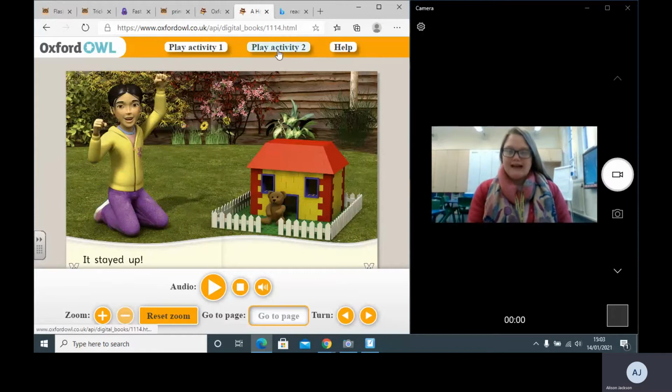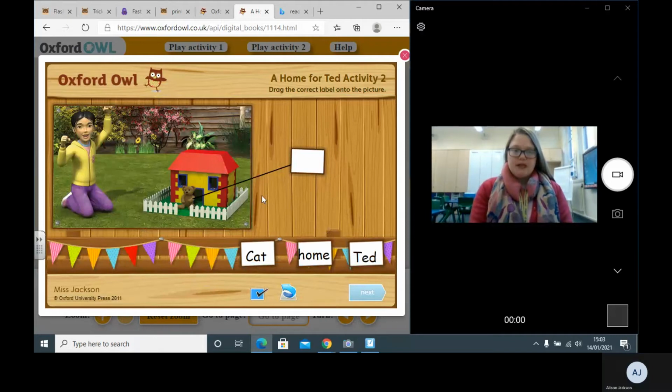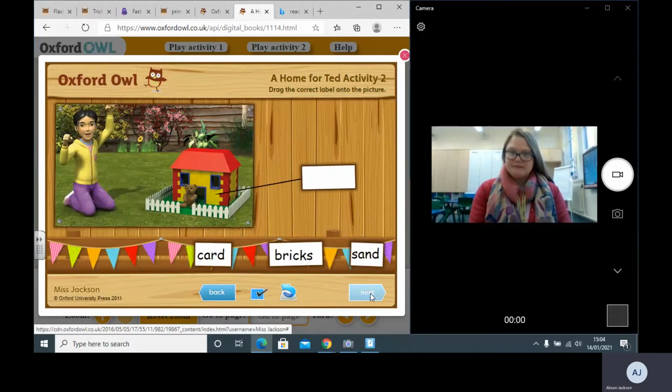Right, so now we're going to play activity 2. Let's have a look. Off we go. So we can see the arrow here, and it's pointing to the teddy bear. Let's have a look and read the words. Cat, home, Ted. Will it be cat, home, or Ted? The answer is Ted. That's the teddy bear's name.